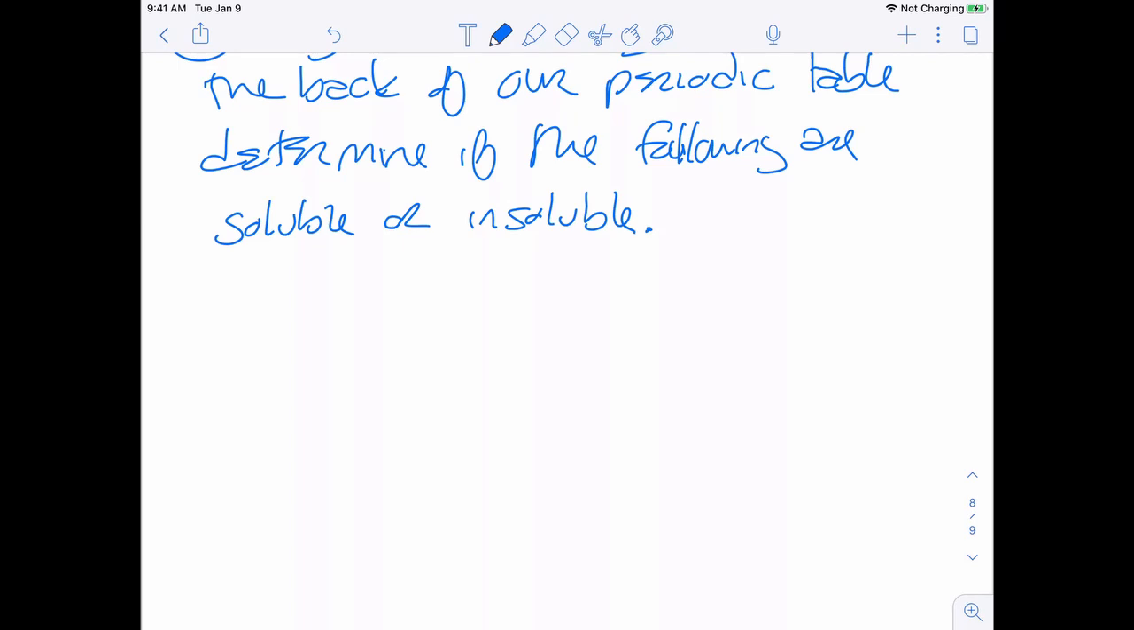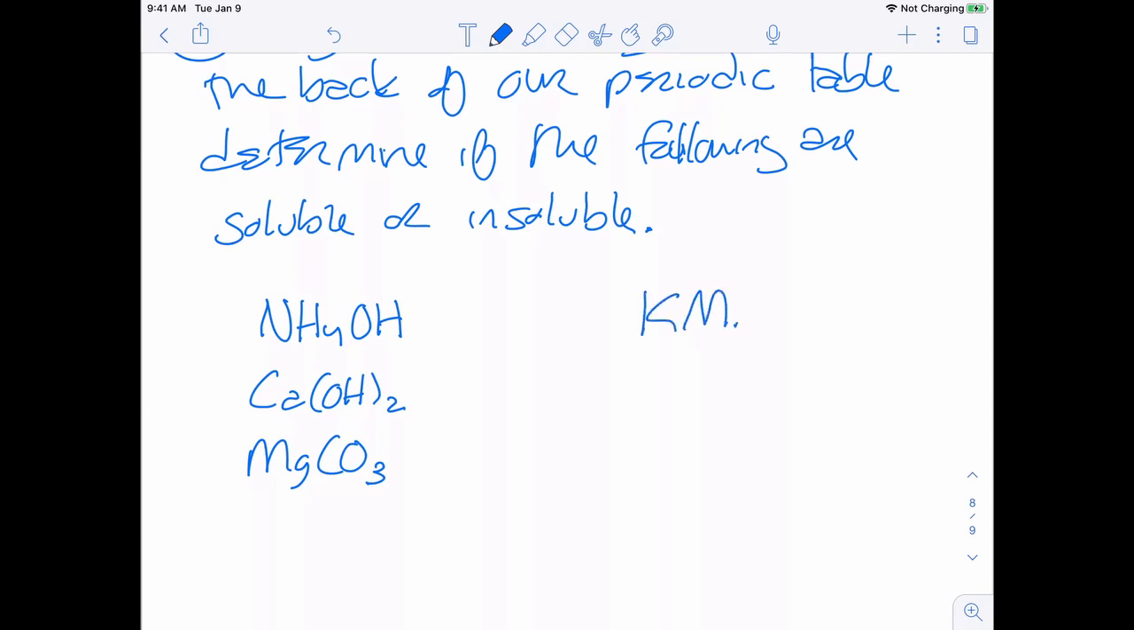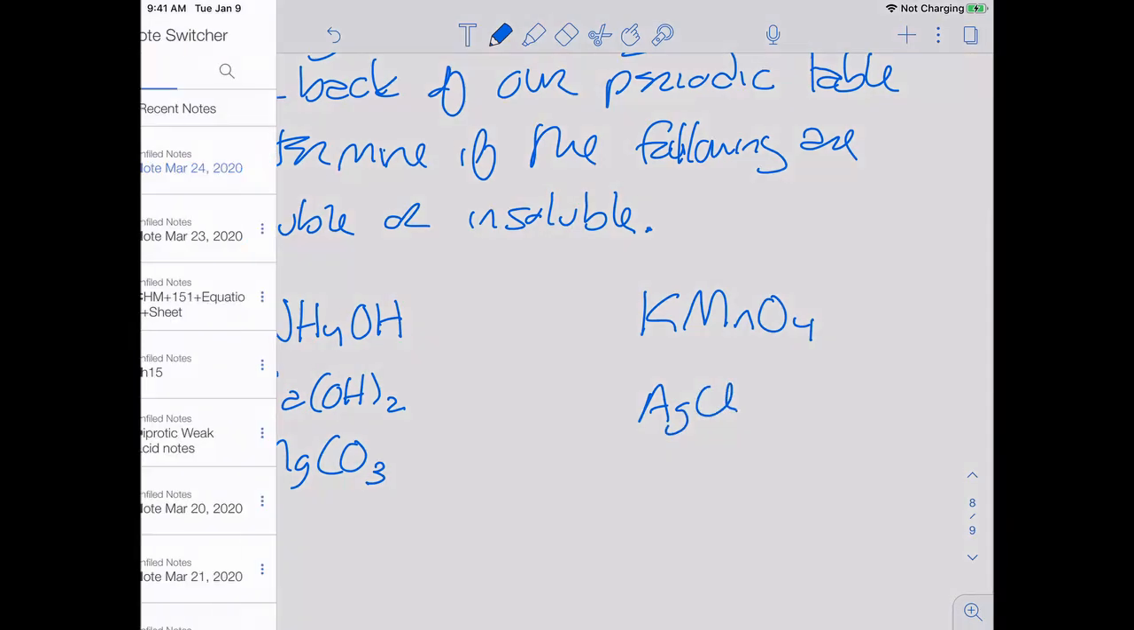So the first one, in fact, I'll just write a whole bunch down and then we'll flip to a periodic table. I have one here we can bring up. So ammonium hydroxide, let's look at calcium hydroxide, magnesium carbonate, potassium permanganate. Remember, all these polyatomic ions are ones that you need to have memorized. And then silver chloride.